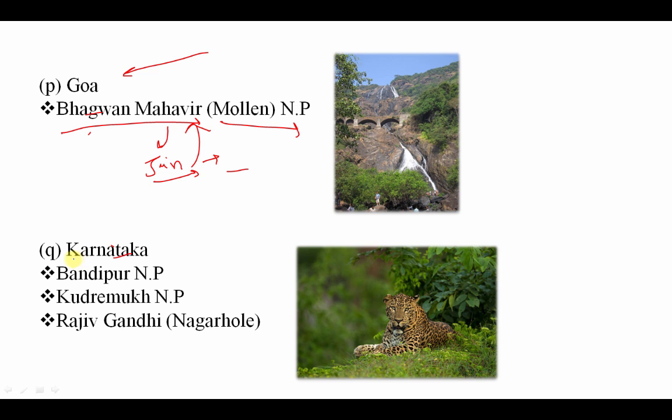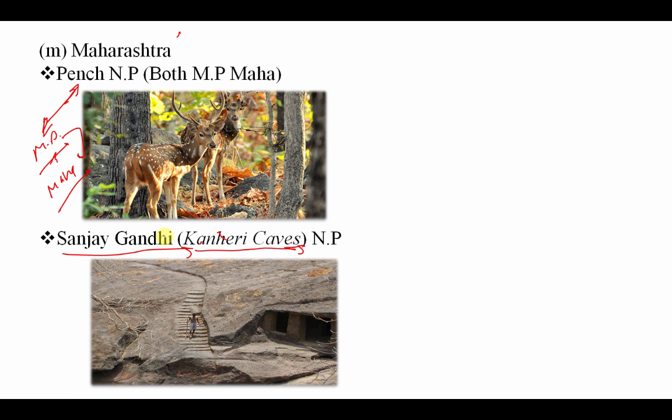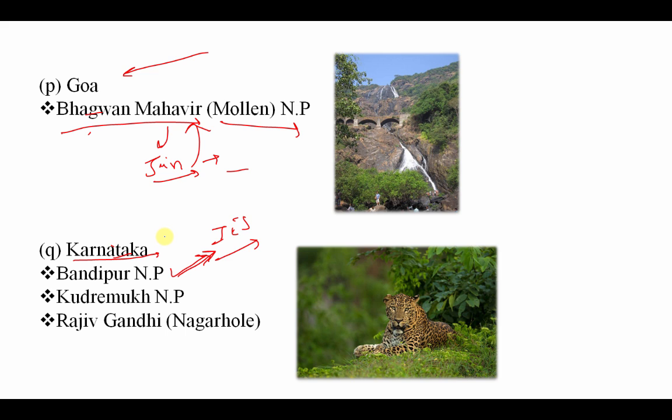And from Karnataka, there is one important national park, that is Bandipur National Park. Okay, this question came twice in the IES paper, Indian Engineering Services. So Karnataka has Bandipur National Park, Kudremukh National Park and Rajiv Gandhi Nagarhole National Park. Previously in Maharashtra was Sanjay Gandhi, Kanheri Caves. And right now in Karnataka is Rajiv Gandhi Nagarhole. So Bandipur, Kudremukh and Rajiv Gandhi, these three important national parks are in Karnataka and Bhagwan Mahavir is in Goa.